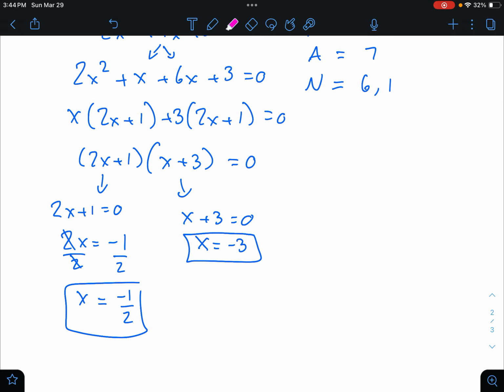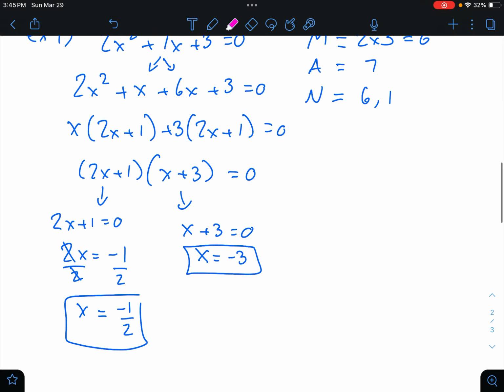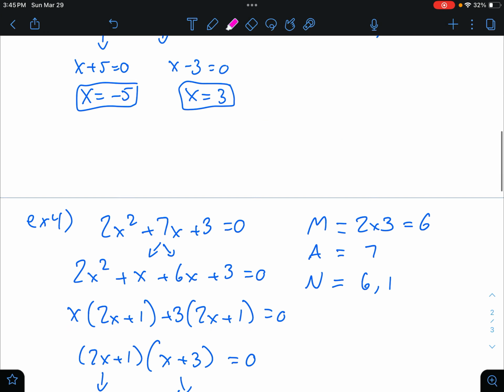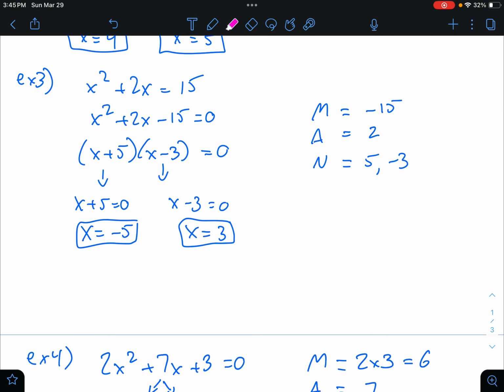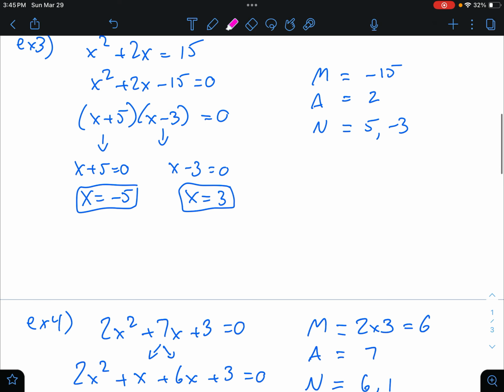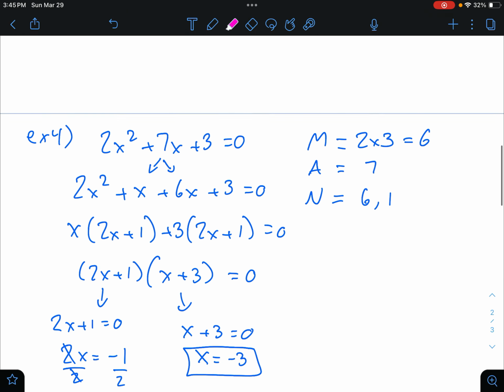And so let's recap the steps real quick. So number 1, you need to make sure the equation equals 0. Number 2, you're going to find the two numbers that multiply to the m and add to the a. The third step, you got to factor and make your two binomial brackets, just like I did over there. Okay. And then after that, you're going to set each bracket equal to 0 and then solve.